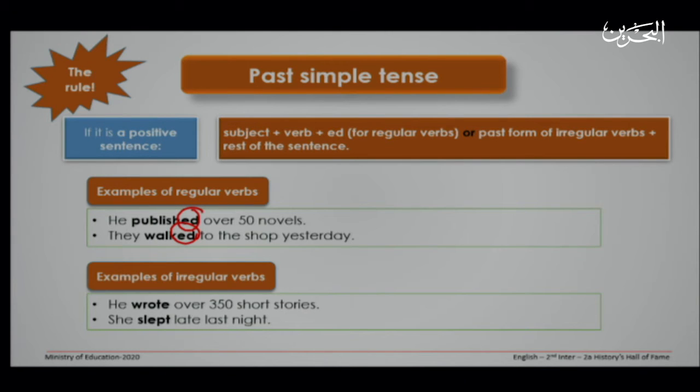We have another class of verbs, which are irregular verbs. They are not followed by ed in the past form or the past participle form. Examples of irregular verbs: he wrote, which is the past simple of the verb write, over 350 short stories. Another example: she slept, which is the past simple of the verb sleep, late last night.